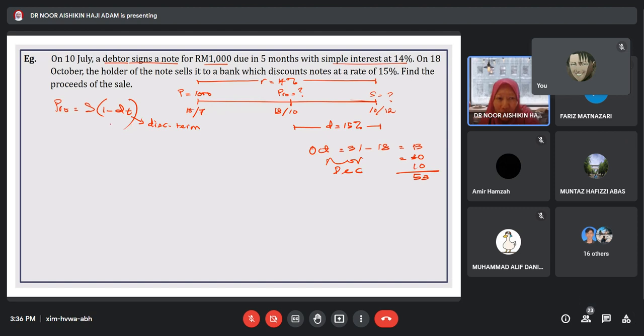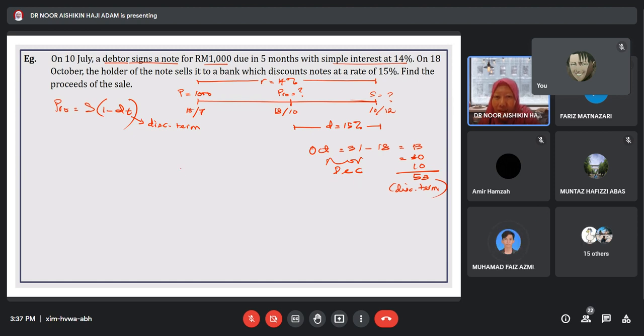Kita ada 2 unknown tapi kat sini kan. Betul tak? Betul. So maknanya kita tak tahu proceeds, kita tak tahu S. Maknanya kita kena cari S dulu. The maturity value of the note. Barulah you boleh gunakan S tu untuk dapatkan proceeds. Ini discount term ya. Discount term, tempoh discount.